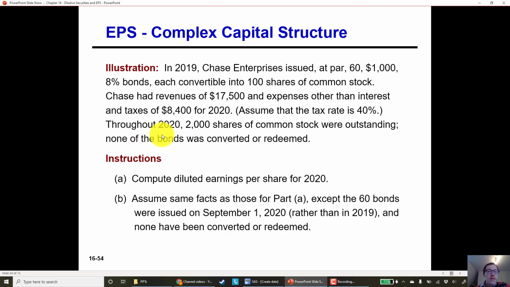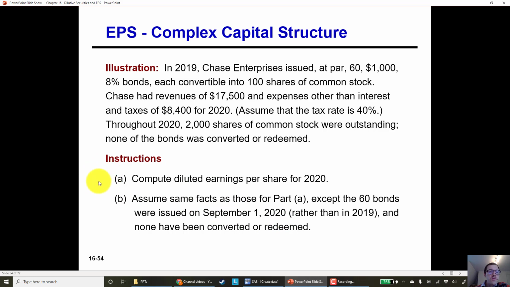Throughout 2020, I guess it's revenues and expense information for the year 2020. That should be made more clear. Anyhow, throughout 2020, 2,000 shares of common stock were outstanding, and none of the bonds were converted or redeemed. So, okay, what is diluted EPS for 2020? And then part B says assume the same facts, except that the 60 bonds were issued in the middle of the year in 2020 rather than in the previous year.